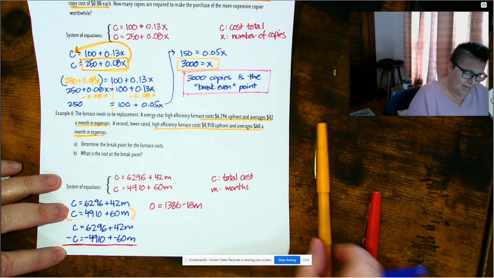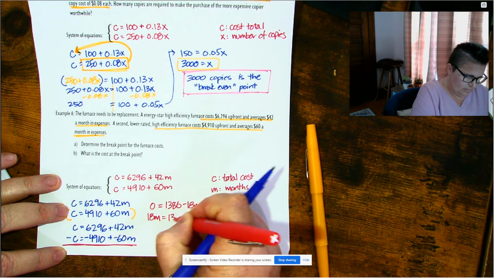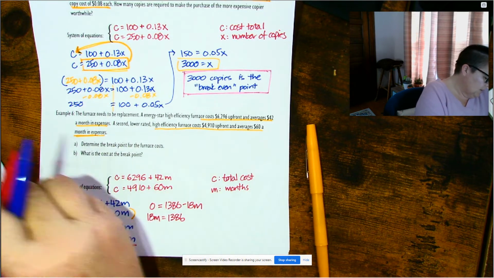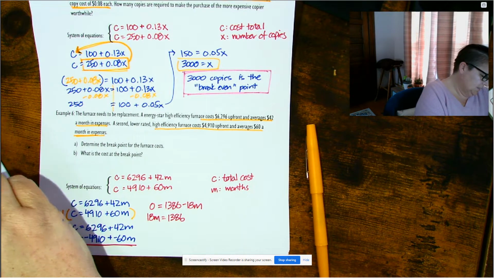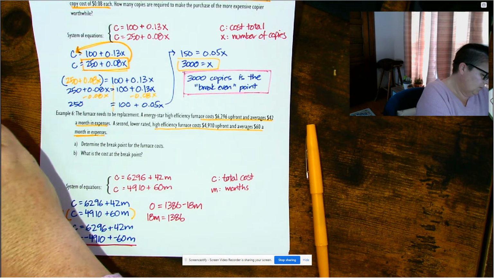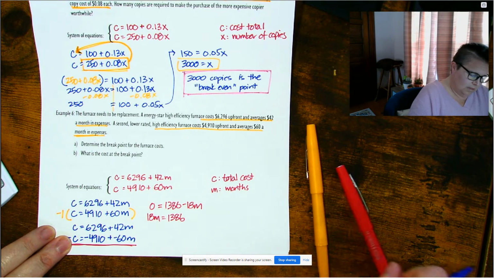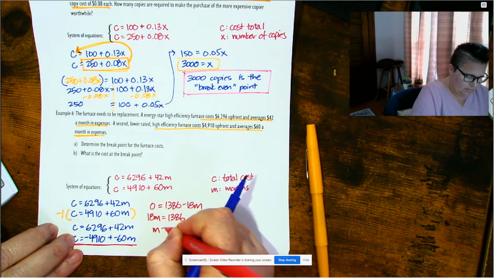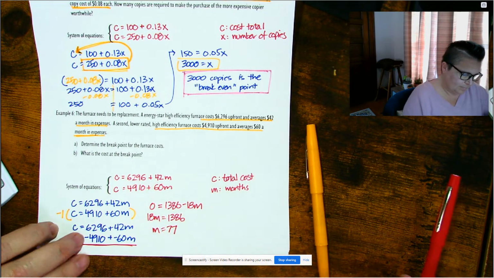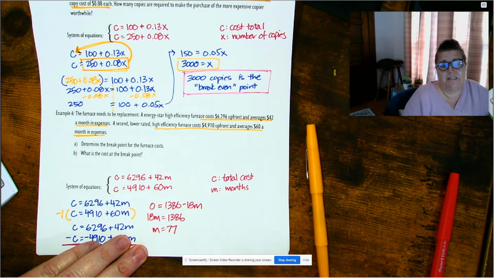So now I'm going to add 18m to both sides. And I'm going to take that 1386 and divide it by 18. 1386 divided by 18. There we go. And I'm going to get that m is equal to 77. So the breaking point for the furnace is at 77 months.